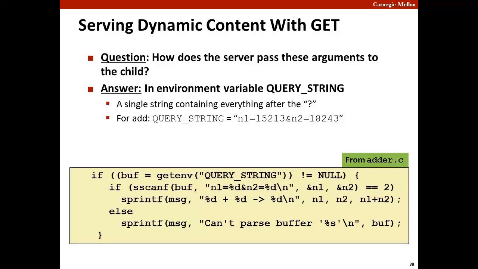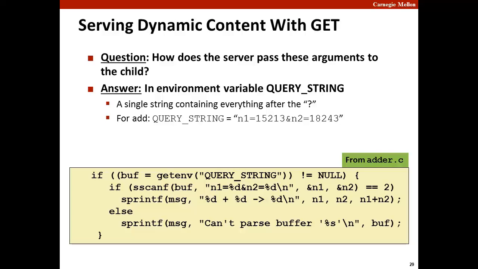What happens is, after the fork and before the exec, the web server populates the environment with a variable called QUERY_STRING, and it gets everything after the question mark. So now if your program wants to know its parameters, it does a getenv to get the environment and asks for the query string. Now it gets this string, it parses the string, and then it knows what's going on.